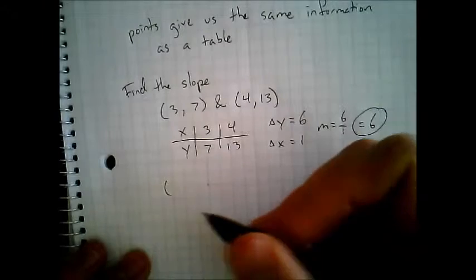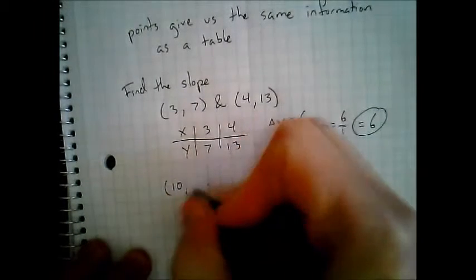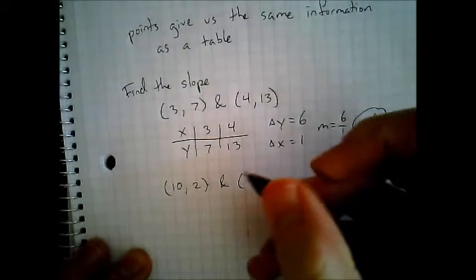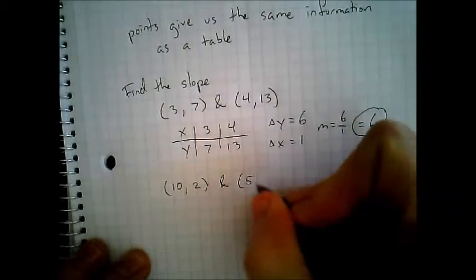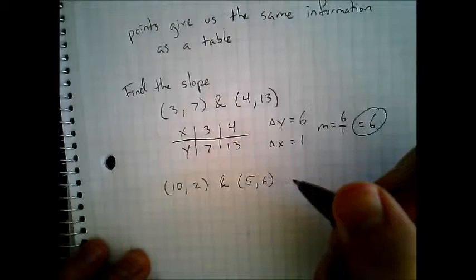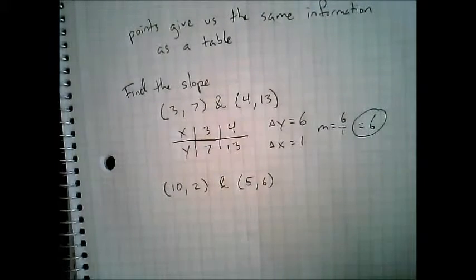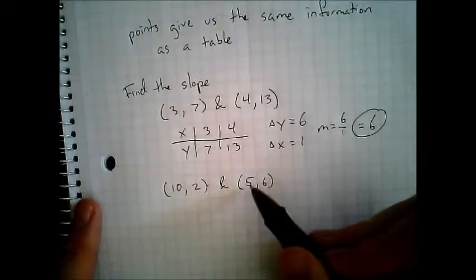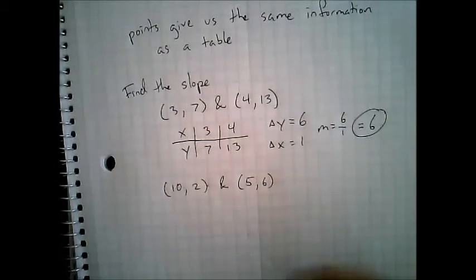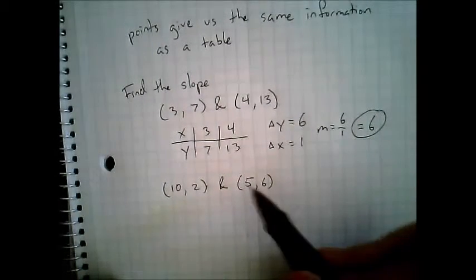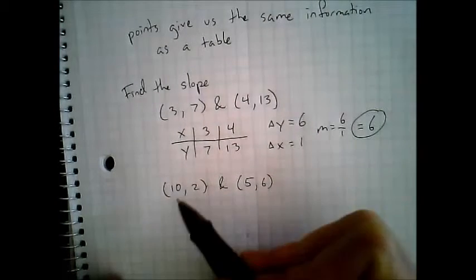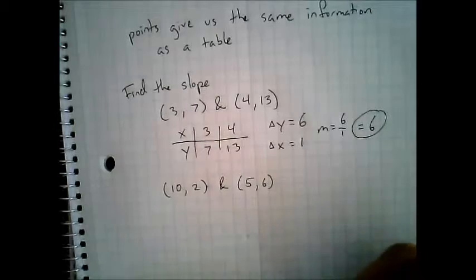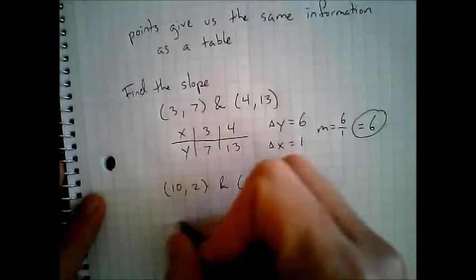Okay, let's look at another example. So let's find the slope of the line through these 2 points, 10, 2 and 5, 6. Again, these points simply mean figure 10 has 2 tiles and figure 5 has 6 tiles. We want to know how quickly this line is changing. How do we get from figure 5 having 6 tiles to figure 10 only having 2 tiles? What's the speed? How is this line changing?